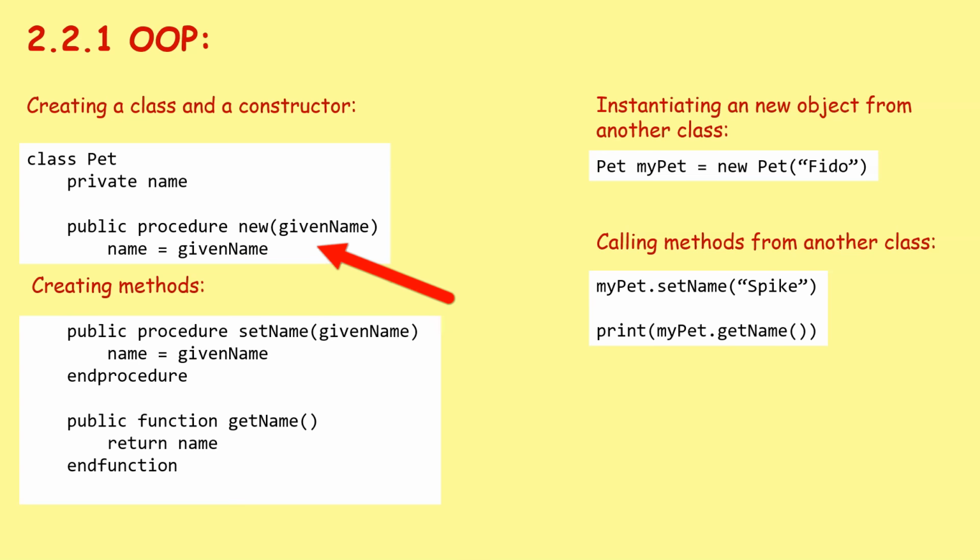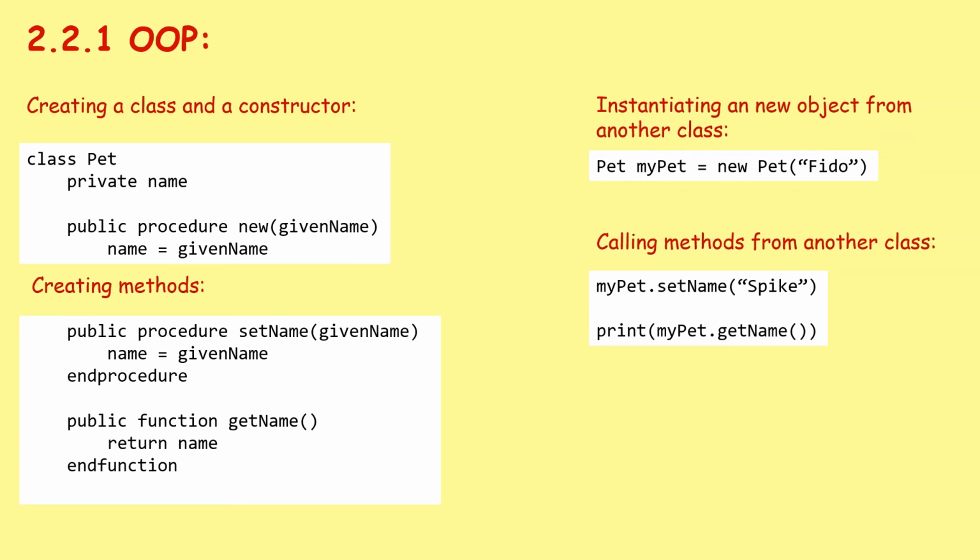Then we have the constructor. The constructor has to be public because it has to be called from other programs. And we say public procedure new. New is the key word here. New lets the examiner know that this is the constructor that you're using. And then we have a list of any parameters that were being sent, in this case given name. And then inside the constructor, we just set all the attributes to either default values or values that were passed to it as parameters.